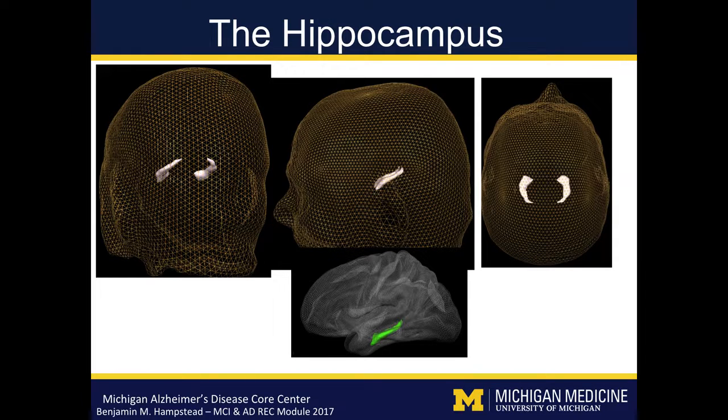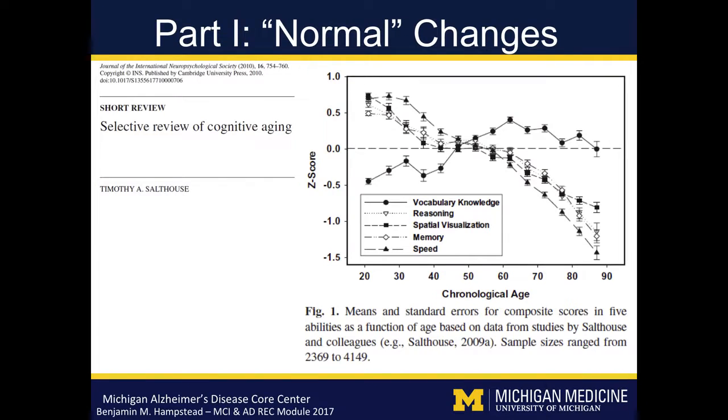So in Alzheimer's disease, medial temporal lobe structures, including the hippocampus, are affected early on. Before we come back to the way in which the hippocampus and other brain structures are affected in Alzheimer's disease, I think it's first important to establish the normal changes that occur with aging. This figure comes from a relatively older review by Salthouse and colleagues.